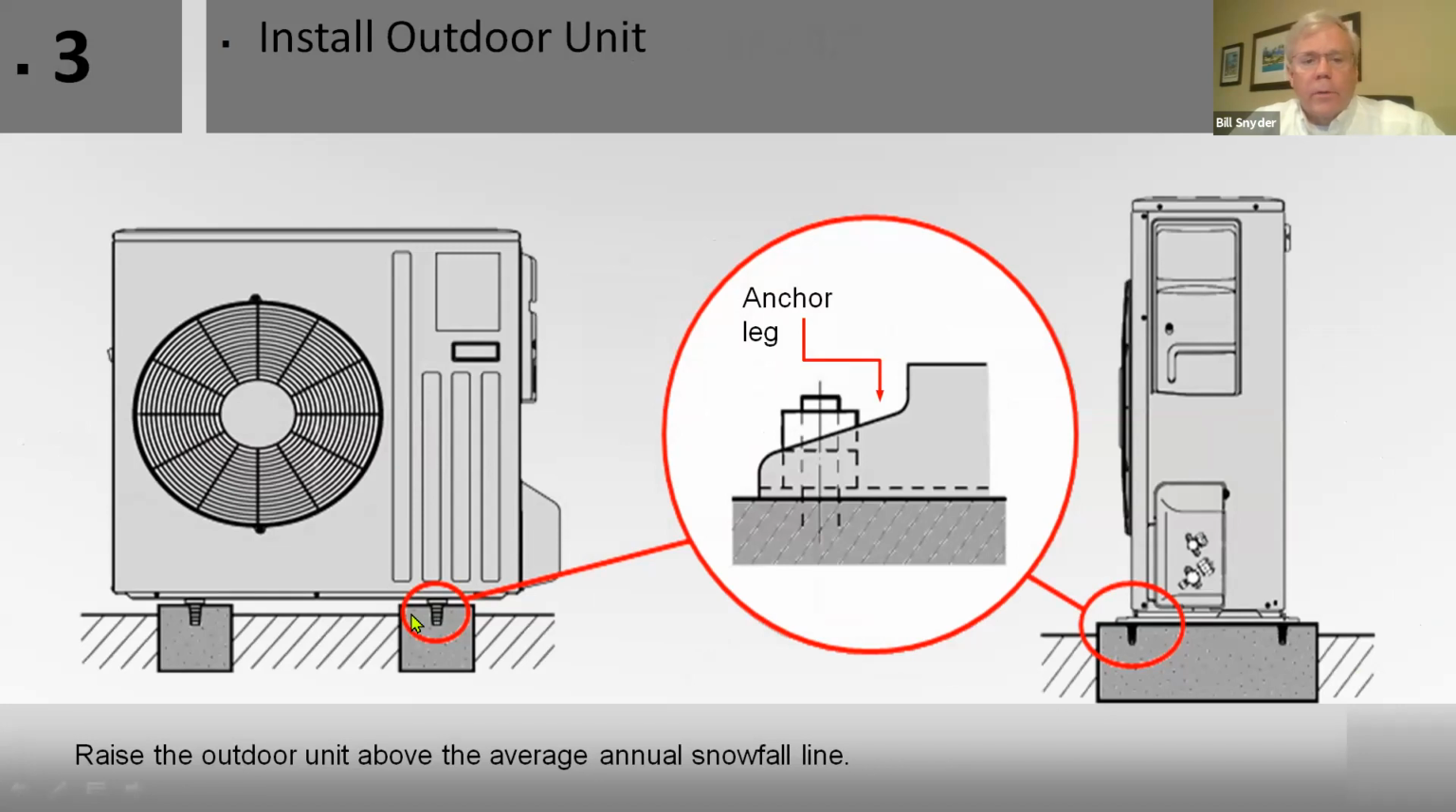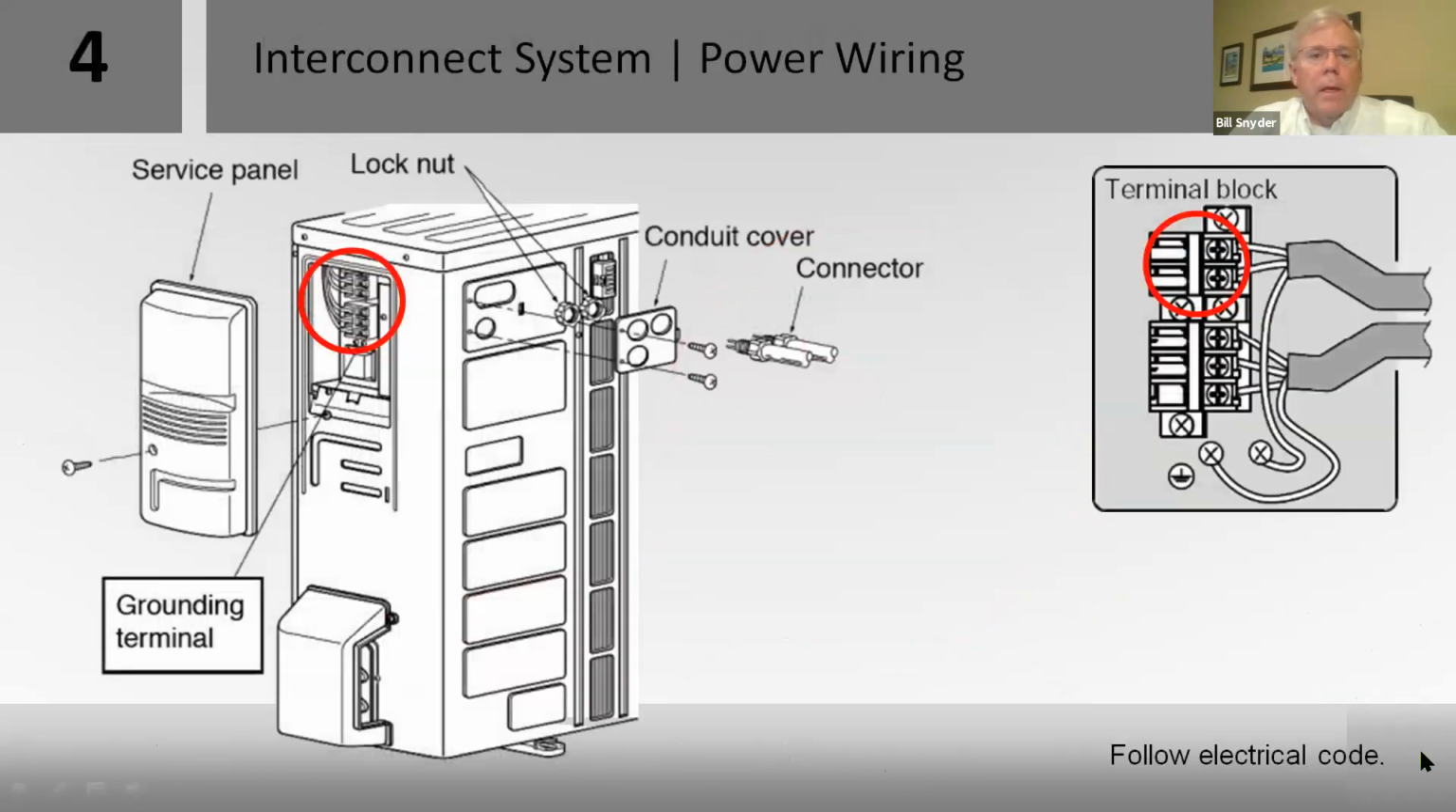Unit has to be anchored down solid. These are very thin units and tall. They could blow over. So there are anchor bolts, and it has to be above the annual snow line. If they're cooling, they're going to be cooling in all winter long, or if they're a heat pump, they have to be on a platform as mentioned.